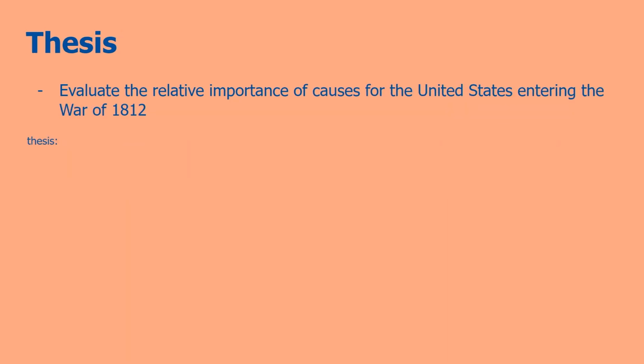So for the thesis, again, we're going to be doing the prompt, evaluate the relative importance of causes for the United States entering the War of 1812. So the first thing I'm going to do is try and think of two different causes, and then I'm going to think about how I'm going to articulate how one of the causes is more important than the other one. So when I'm thinking about causes for entering the War of 1812, I'm thinking about what Britain is doing to the United States post-revolution and how that's impacting their relationship. And then I'm also thinking about some of the problems with the American Indians and the native tribes in the region and how Great Britain is influencing that.